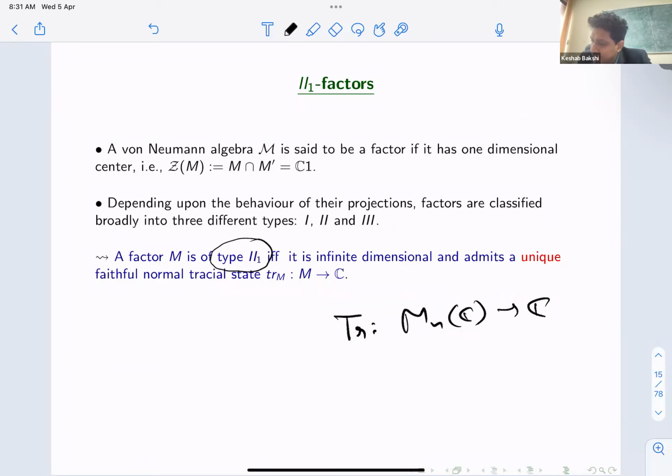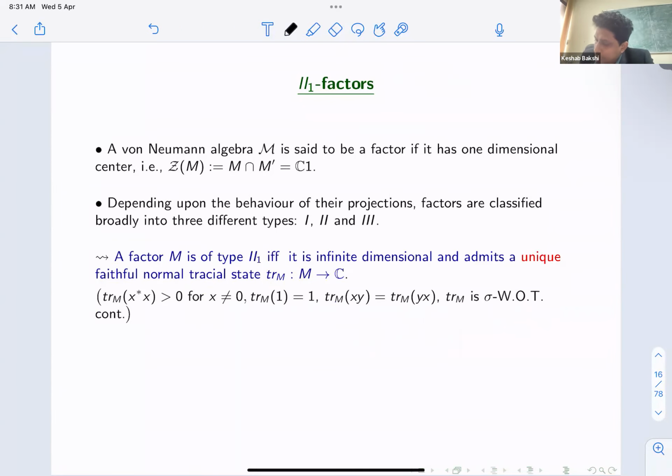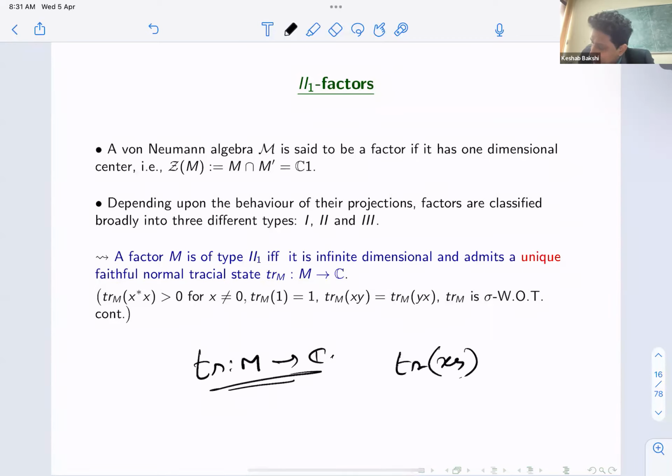It has a trace. Similarly, type II_1 factor is nothing but an infinite dimensional factor that has a trace. Trace means there's some positive map from M to C such that it satisfies this property, like the matrix trace: trace of XY equals trace of YX. So there is a trace.